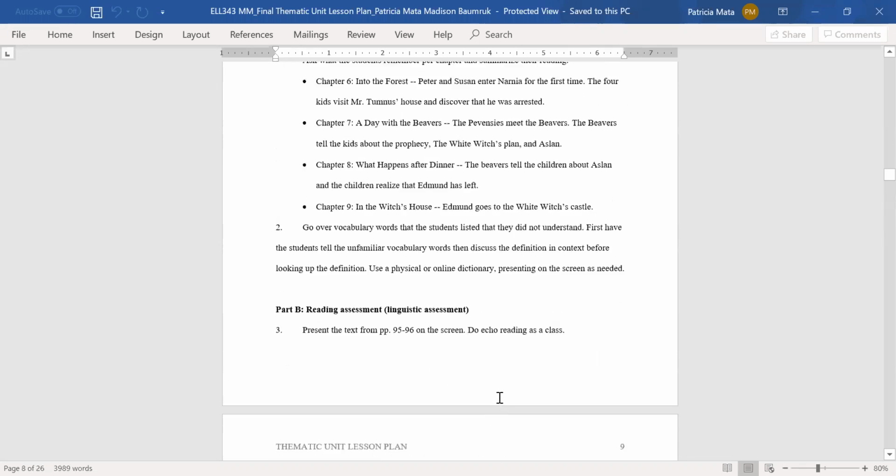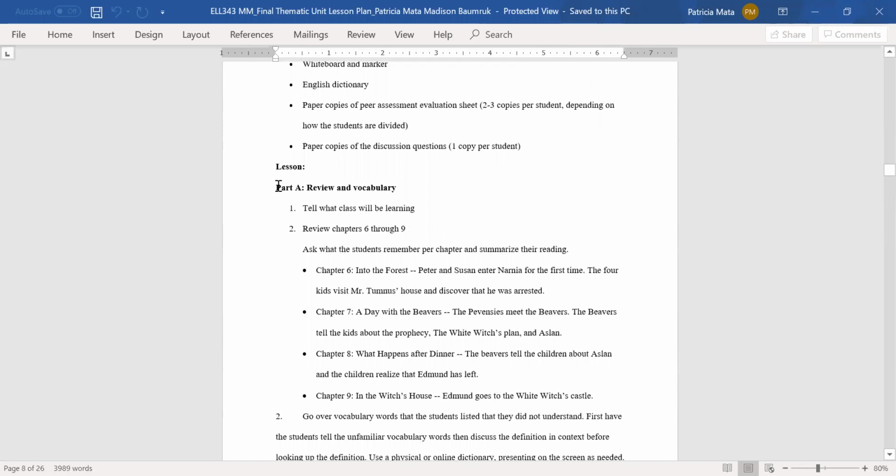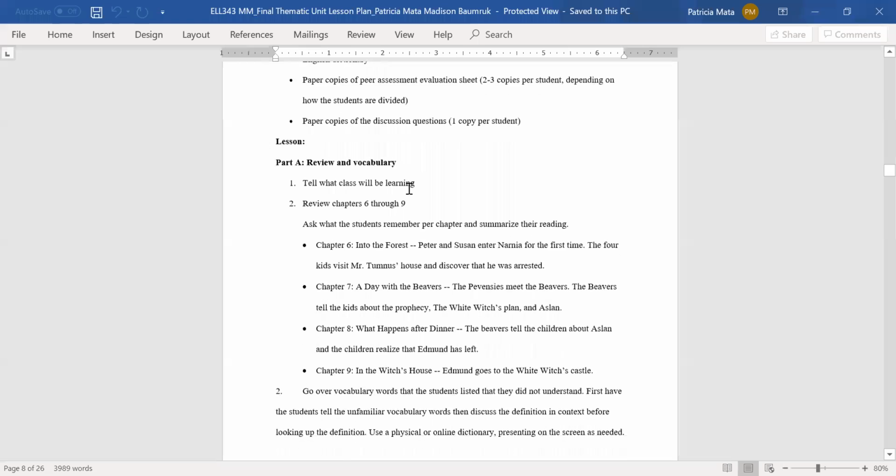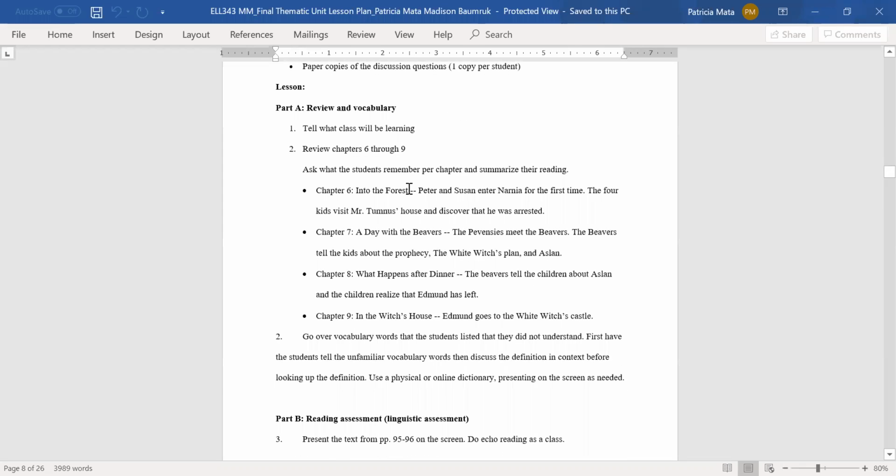And then, the first part of this lesson would be the review and vocabulary. So the teacher should be telling the class what they will be learning. So that's chapters 6 through 9. And the teacher should ask the students to bring out their copies of the novel. And then the teacher will be reviewing chapters 6 through 9. So the teacher should ask the students what they remember, the events that they remember, either per chapter or the reading as a whole, and then eventually summarize the reading. And then you can even ask them specific questions as you go along.